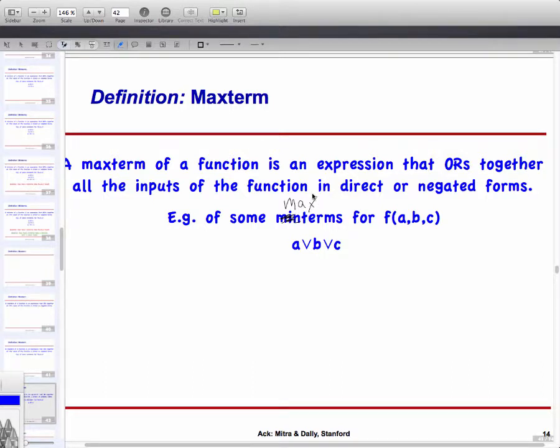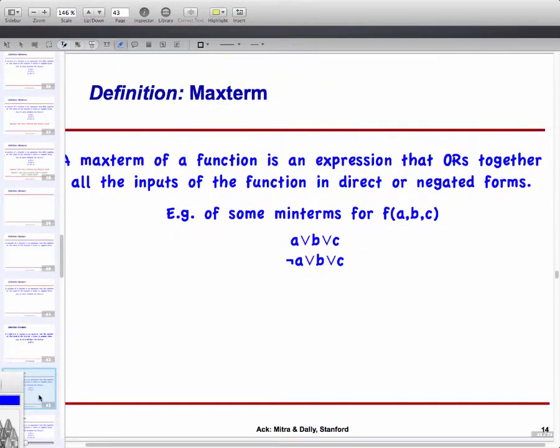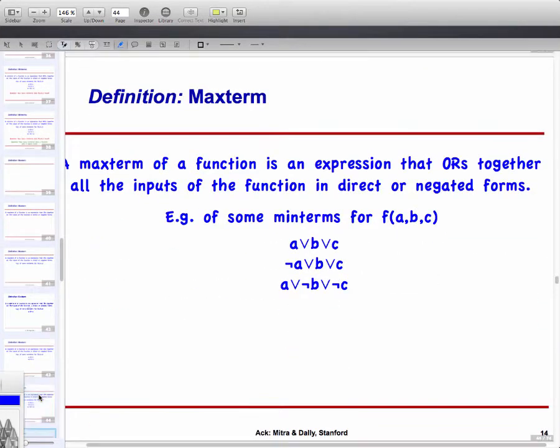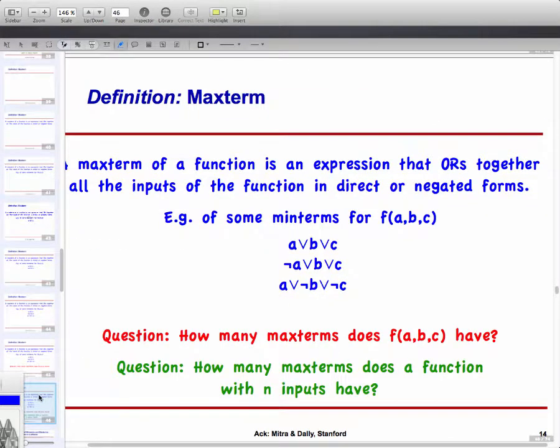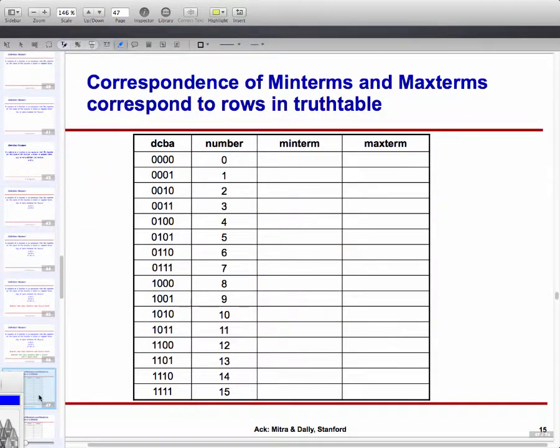So for F of A, B, C, the maxterms are, oh gosh, I made a typo out here. Some of the maxterms are A or B or C, not A or B or C, and so on and so forth. And again, the number of maxterms would also be 8 in this particular case, 2 to the power n out here.